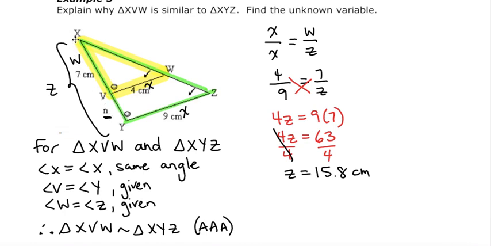Well, I know that this entire length is z. And if I subtract this little part, which is w, that'll give me the value for n. So n is equal to this z, which I just found out, which is 15.8, subtract 7. 15.8 take away 7 is 8.8, and my units are centimeters.